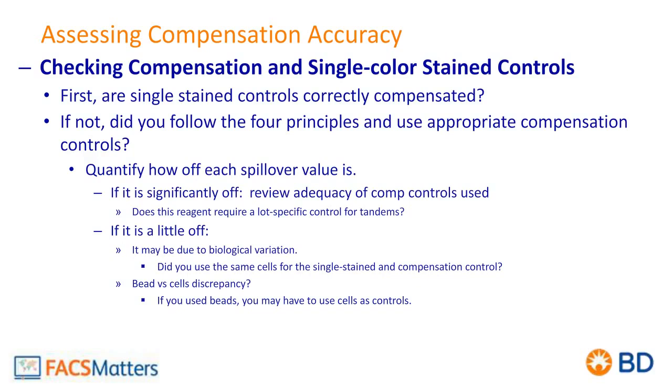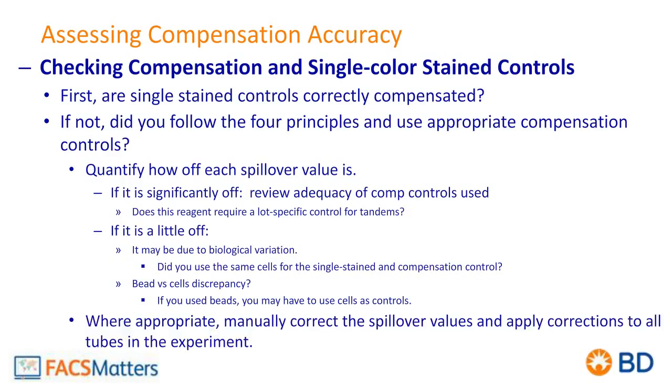If it's a little bit off, it may be due to biological variation. If you remember from the last webinar, we talked about how even if you take the same reagent and stain 20 different samples from different individuals, you will see slightly different spillover values, and that's just due to biological variation. And then if you've used beads versus cells, you have to check, did the beads give you accurate spillover values? So where appropriate, and you have reason to know that your spillover value was not set correctly, you can correct those spillover values and then apply those corrections to all of your multicolor tubes in your experiment.